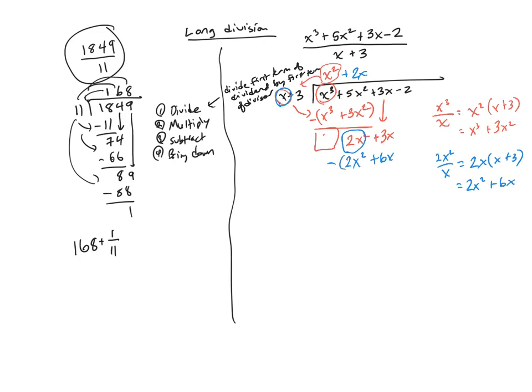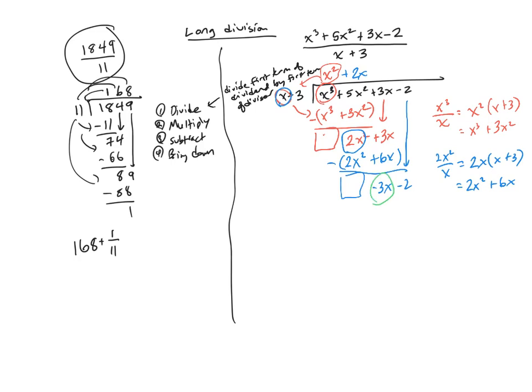I subtract those things. So 2x squared minus 2x squared is 0, so that's blank, just like it always should be. And 3x minus 6x is negative 3x. And then I bring down the next term. And then I repeat the process again.